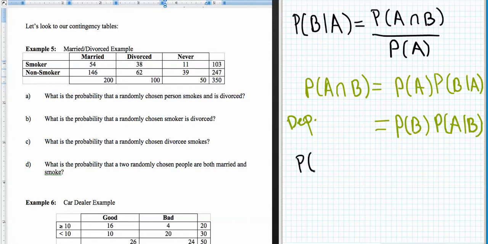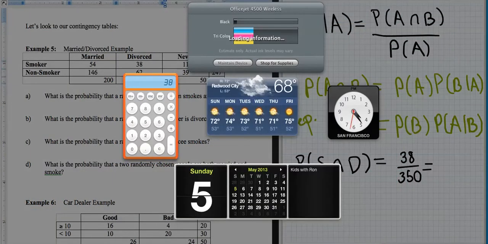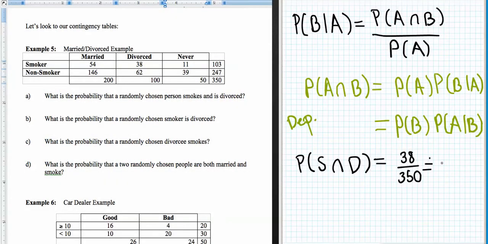So the probability the randomly chosen person smokes and is divorced, remember that was an easy one to find, because smokes and divorced was 38, and there were 38 with both of those characteristics out of the total number, the 350. Now, of course, we can find the decimal for this, and we'll do that really quickly. 38 divided by 350 gives us 0.108571, and I'll round that to 0.109. So this is approximately 0.109, and that was part A.